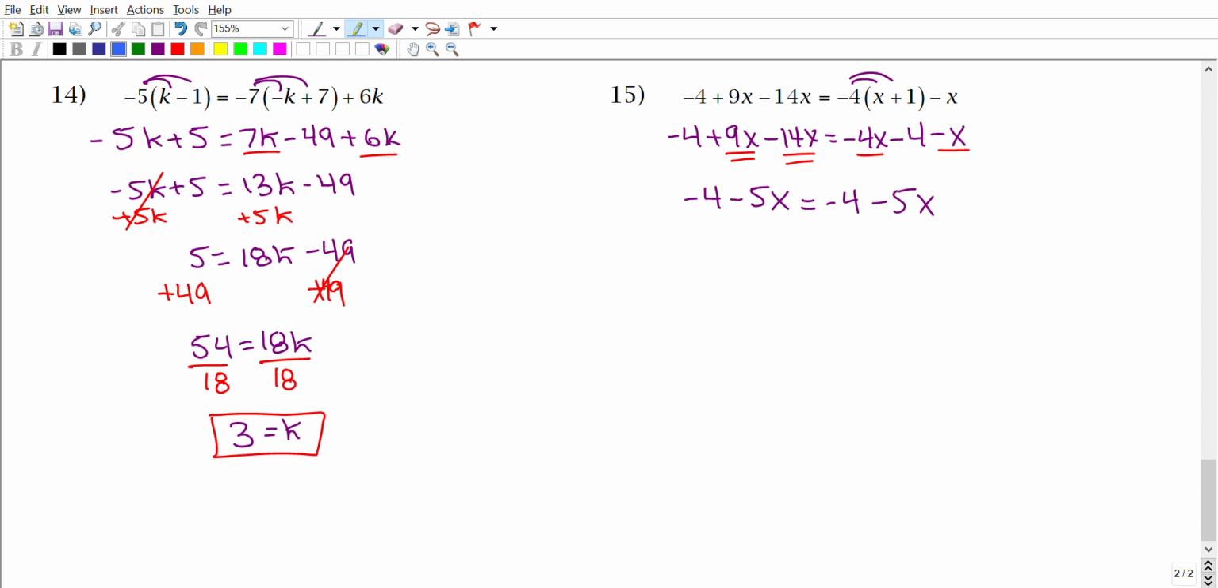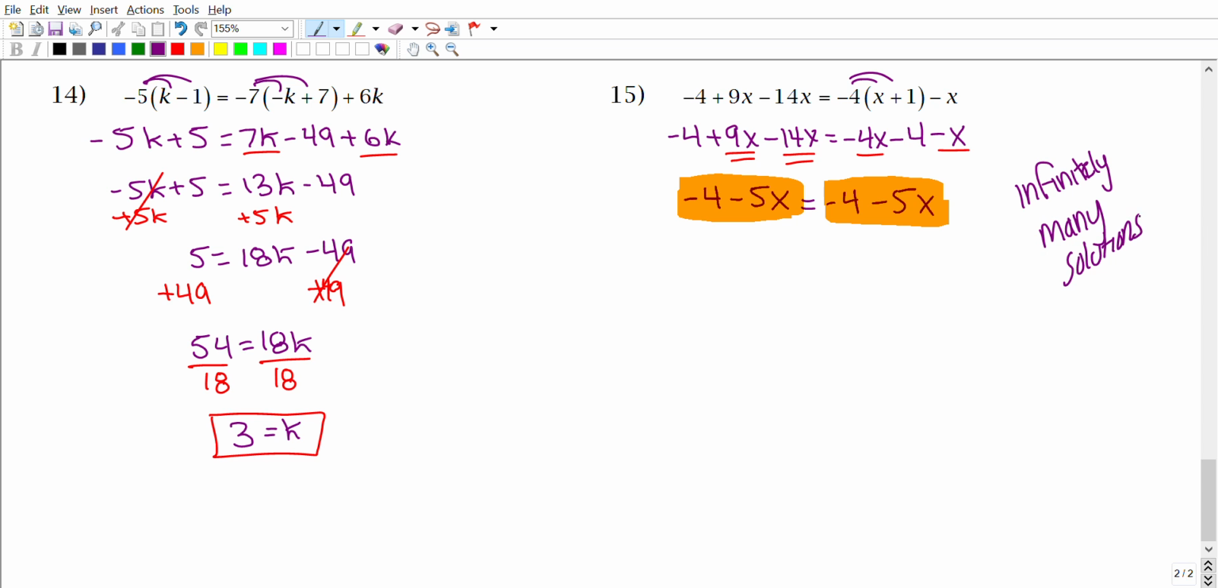Now, a lot of you guys may have stopped there, okay? Because, and that's where I'm going to stop, because I see right away that this is the exact same thing as this. So there's no reason to go any further. I can tell right away that no matter what number x is, I'm always going to get the exact same thing because already both sides are equal to each other. So that means I have infinitely many solutions. Okay, I have infinitely many solutions.